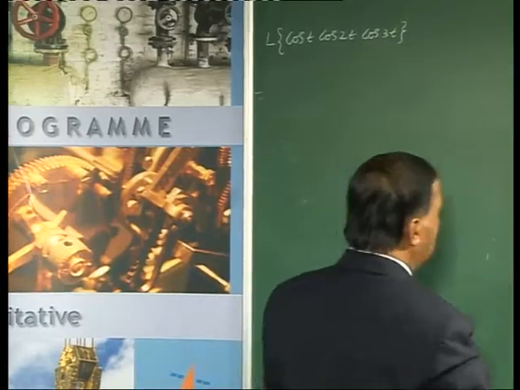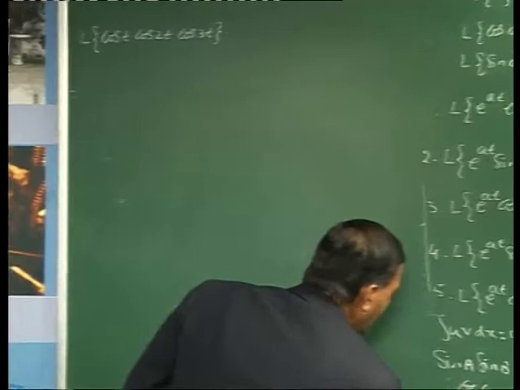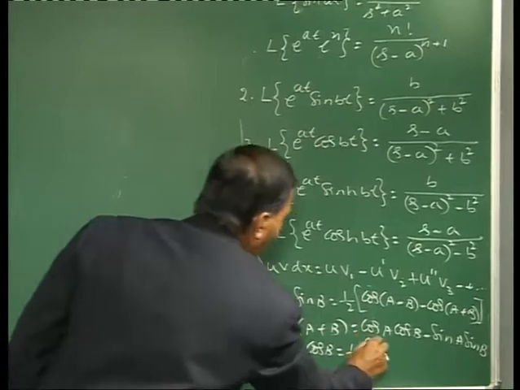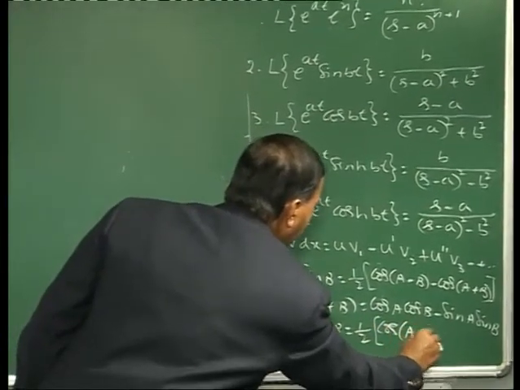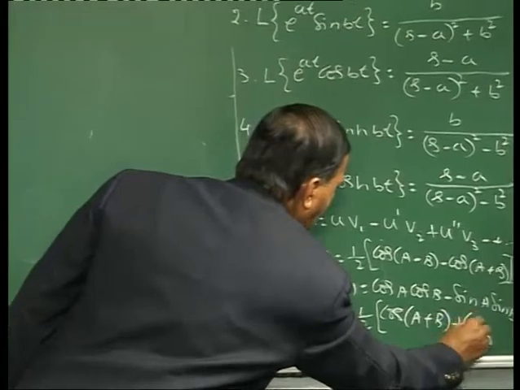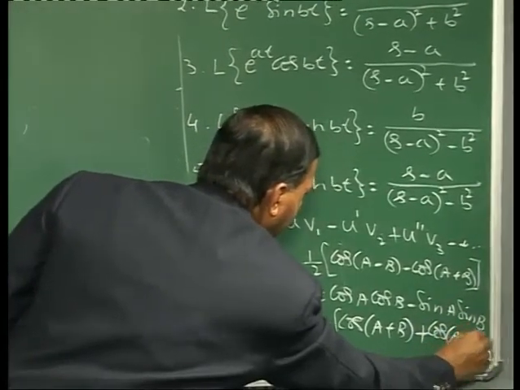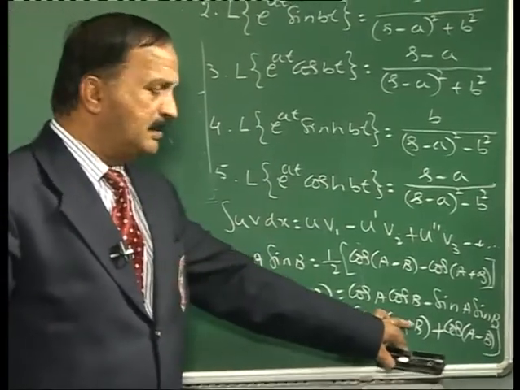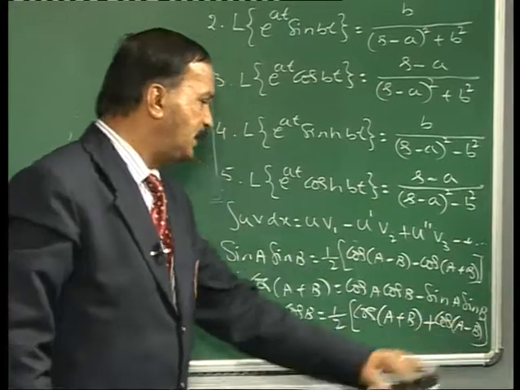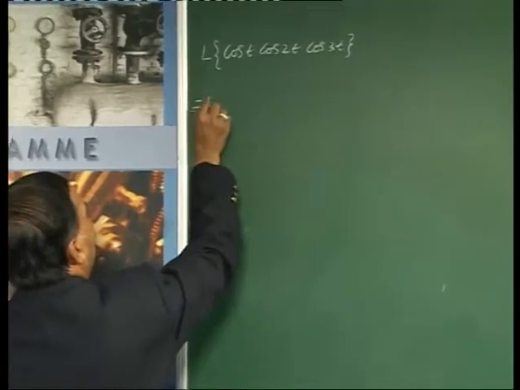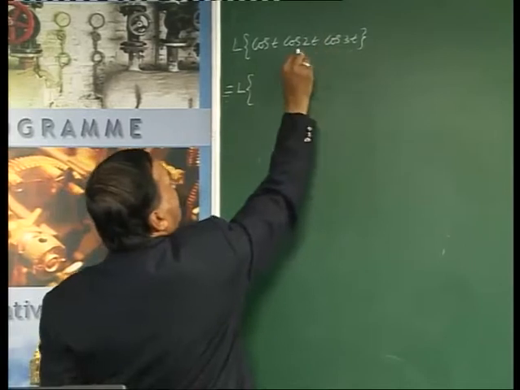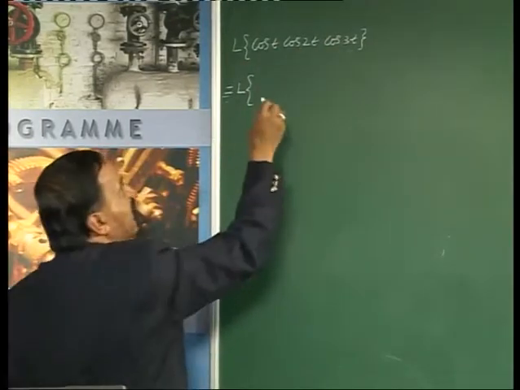We know the formula here, cos A cos B is equal to 1 by 2 into cos of A plus B plus cos of A minus B. Here cos A cos B is equal to 1 by 2 into cos of A plus B plus cos of A minus B. So by using that formula here, that is equal to L of, you can take any two here, cos A cos B, or you can take these two or first and last, any two you can take here.